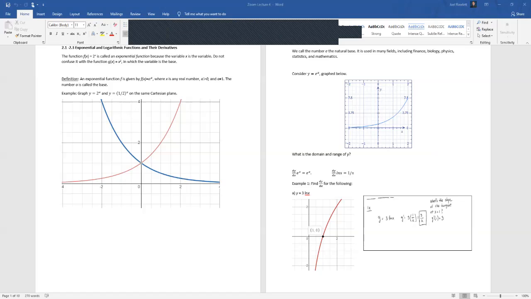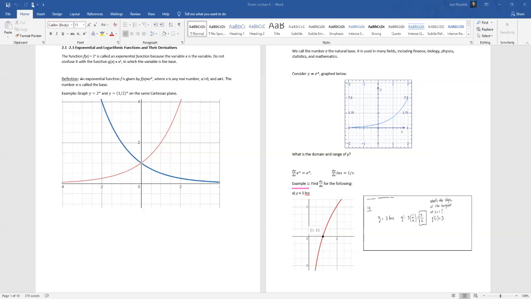So let's take a look at example 1. We would like to know the derivative for the following. What is the derivative of 3 ln x? Well, according to this rule here, the derivative of ln x is just 1 over x.